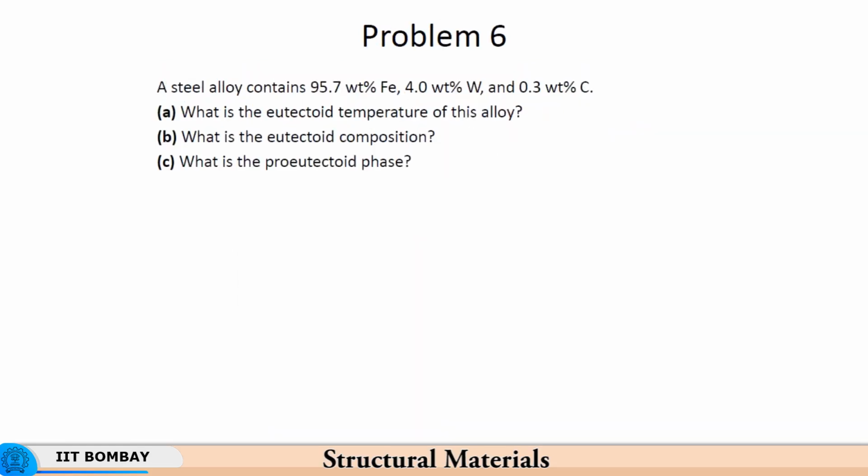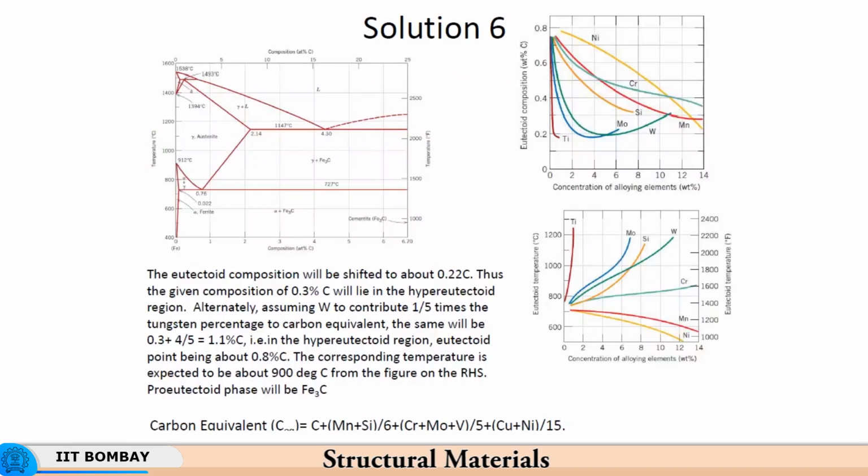Okay. Problem 6: a steel alloy contains 95.7 weight percent iron, 4% tungsten and 0.3 weight percent carbon. What is the eutectoid temperature of this alloy? What is the eutectoid composition, and what is the pro-eutectoid phase? So, let us see that. Now, the effect of different alloying elements on the eutectoid composition is given here, and the corresponding effect on eutectoid temperature is also given here.